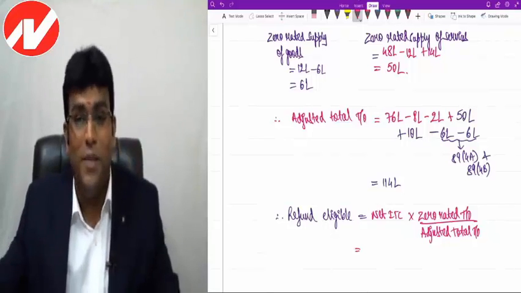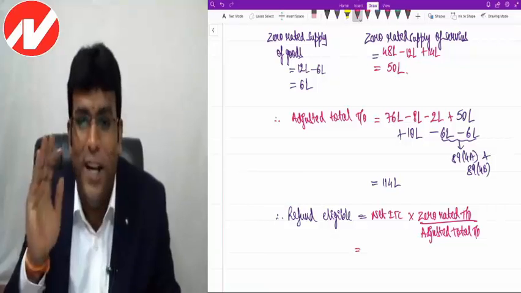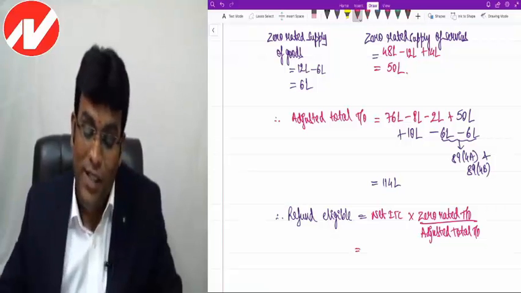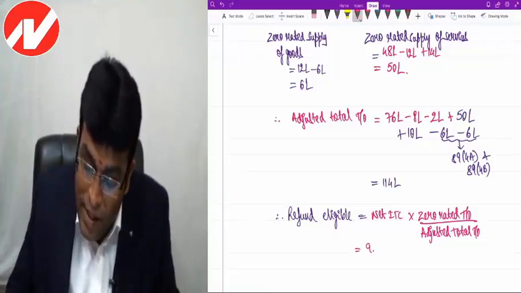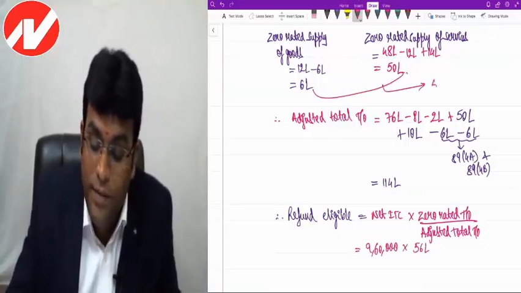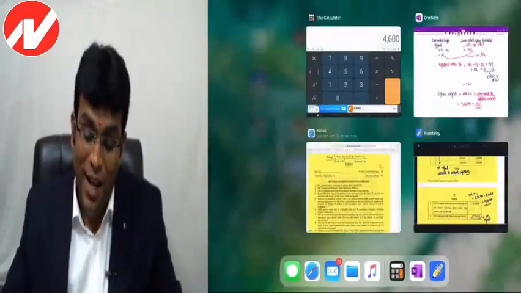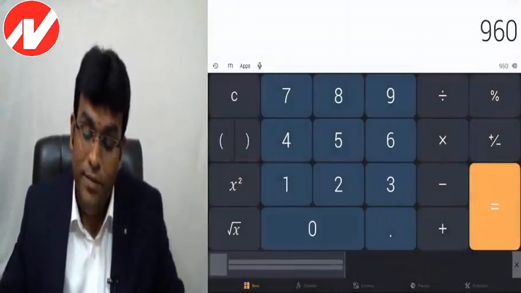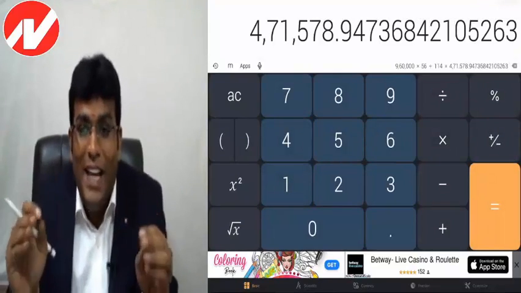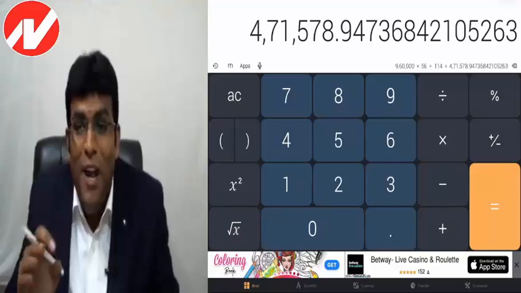How do we calculate refund eligible, my dear friends? What is the formula? Net ITC into zero rated turnover divided by adjusted total turnover. Clear, friends? So what is net ITC? 9,60,000 into 56 lakhs zero rated turnover divided by adjusted total turnover 114 lakhs. 9,60,000 into 56 divided by 114. So the answer is 4,71,578.94. If we round off, 4,71,579.